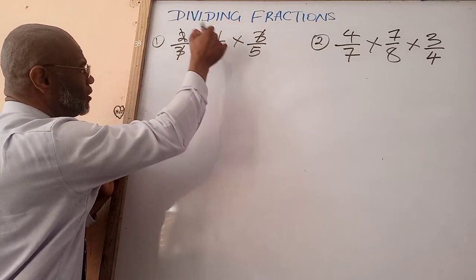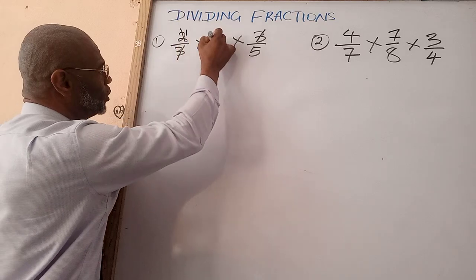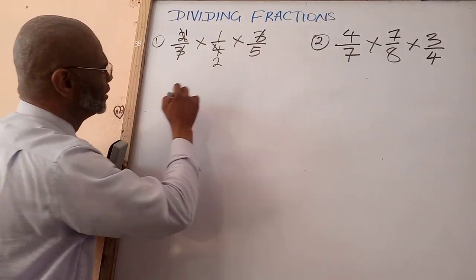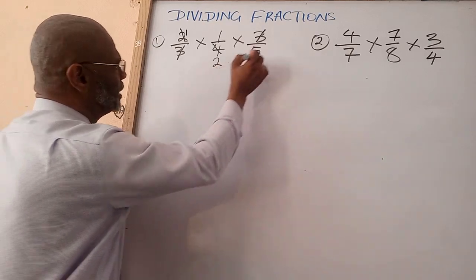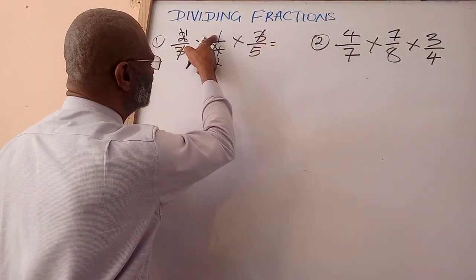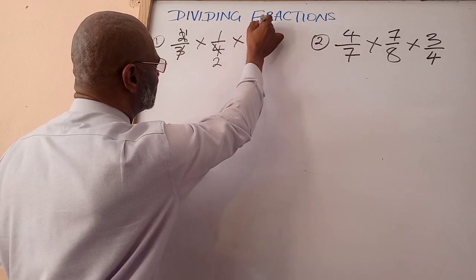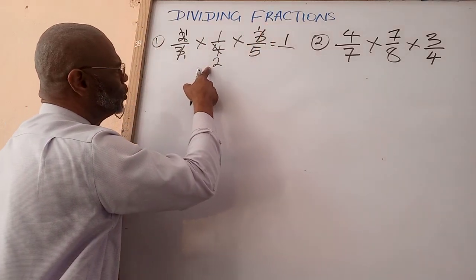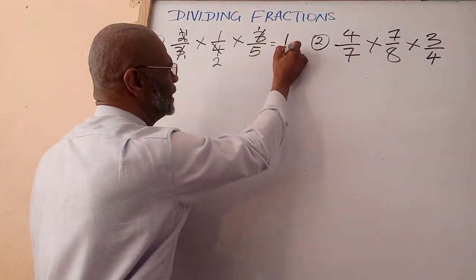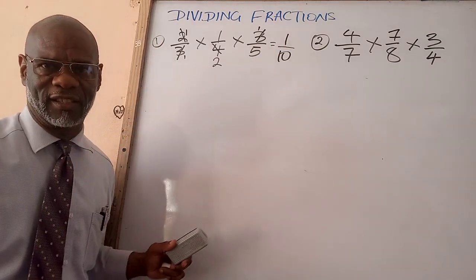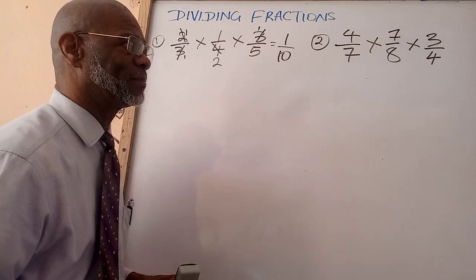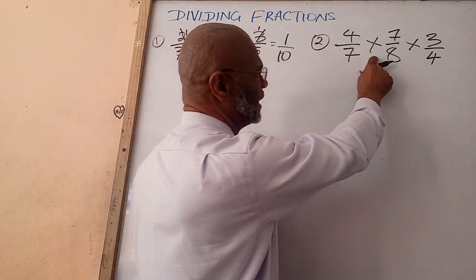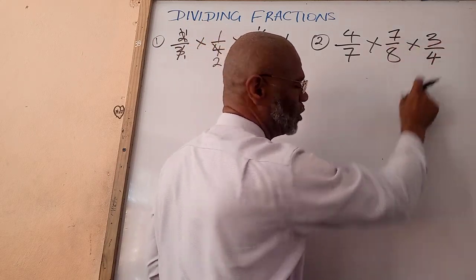We have 2 and 4, so 2 into 2 is 1, 2 into 4 is 2. There's nothing else that's common, so we say this is equal to 1 times 1 is 1, times 1 is 1, that's 1 over 1 times 5, 2 is 2, 2 times 5 is 10. So our answer is 1/10. Alright? Now let's hop across here and we have 4/7 times 7/8 times 3/4.